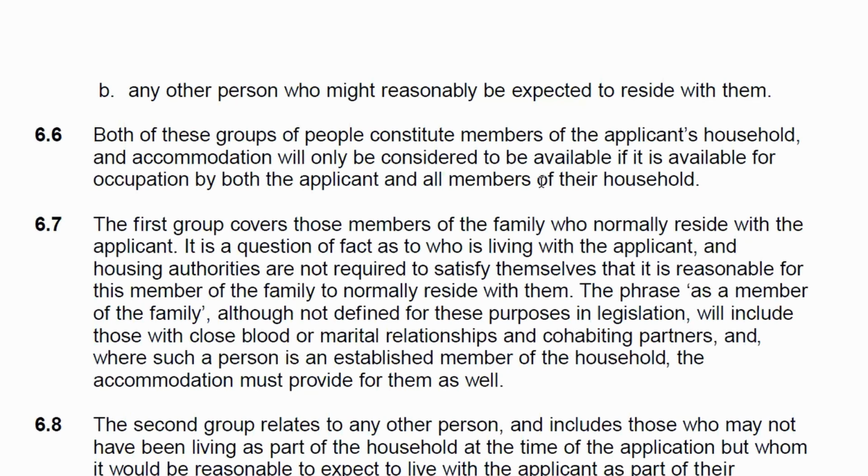The phrase "as a member of the family," although not defined for these purposes in legislation, will include those with close blood or marital relationships and cohabiting partners, and where such a person is an established member of the household, the accommodation must provide for them as well.